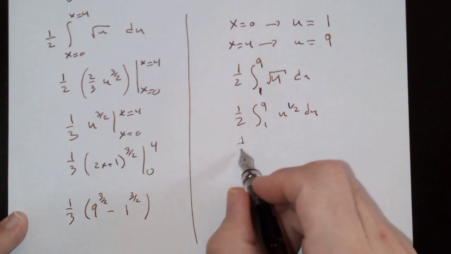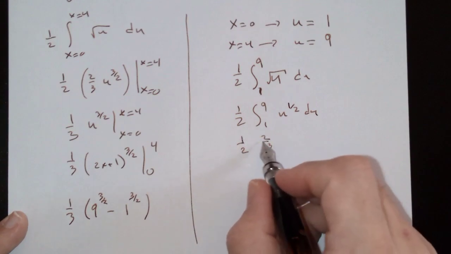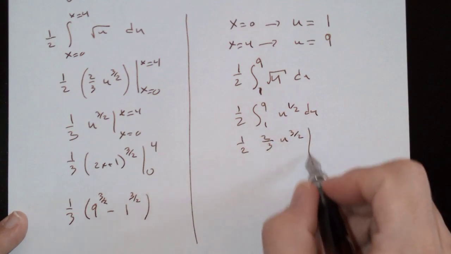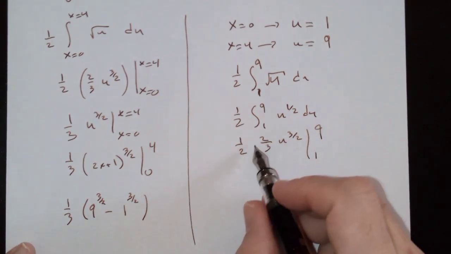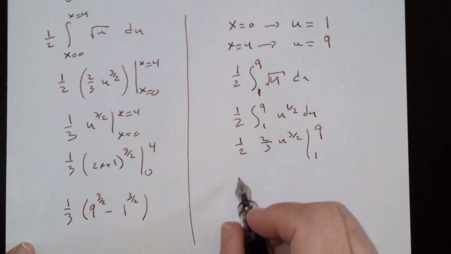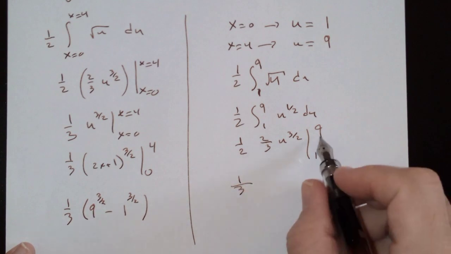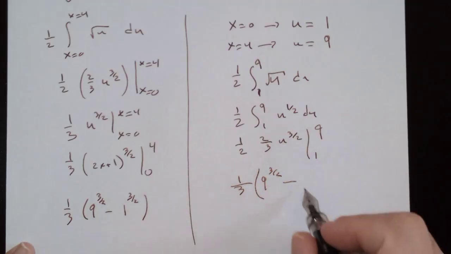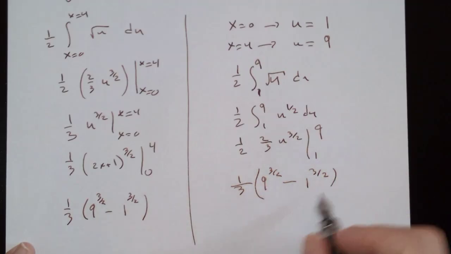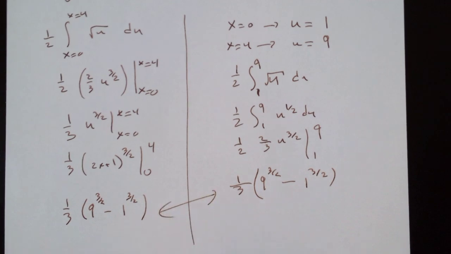This is u to the 1/2. So I get 1/2, 2/3, u to the 3/2 from 1 to 9. The 1/2 and the 2/3 cancel, give me a 1/3. I plug in 9. I plug in 1. It's the same exact answer. Ooh, I like it.